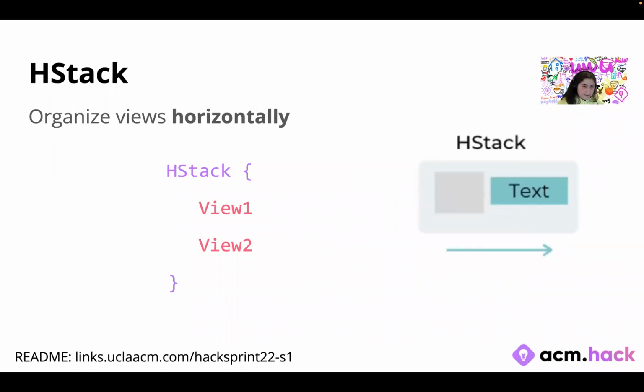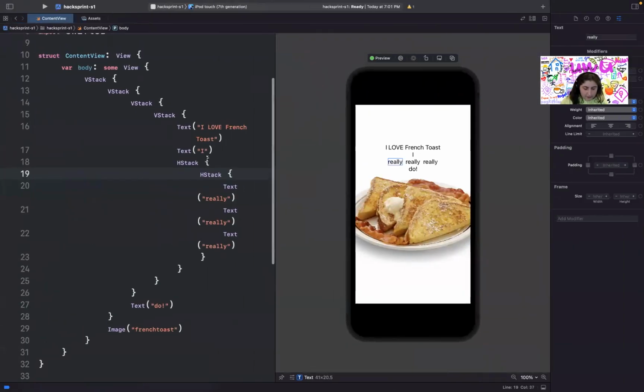And the second type of stack is to organize views horizontally. So it looks very similar, except we're going to be adding views from left to right. So in this case, view 1 will be on the left, view 2 will be on the right, and so on and so forth. Unfortunately, through the way that we've added it, it's a little bit imprecise.